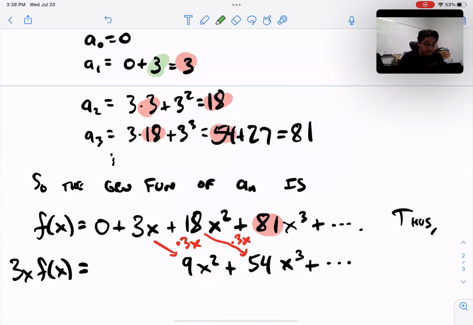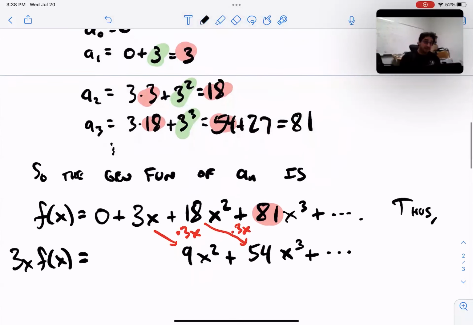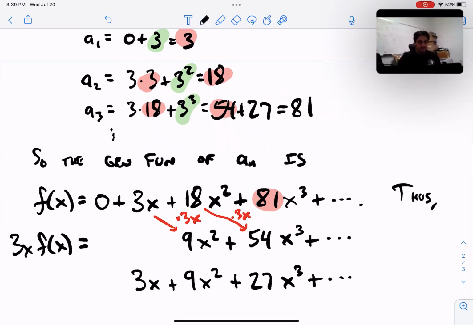What else do I need here? I need a 3 squared, a 3 cubed. So let me just write those down, but I'm going to write them down now as terms in a power series rather than just terms in a sequence. So what do I need? There was a 3 on this index. There was a 3 squared on this index, right? There was a 3 cubed on this index, and so on, right?